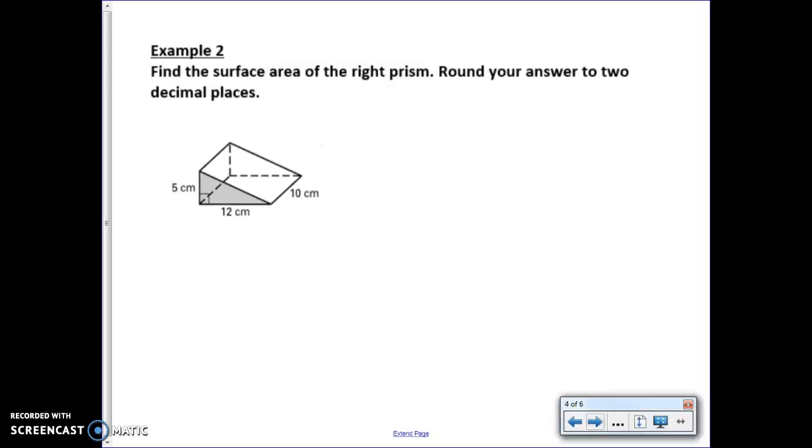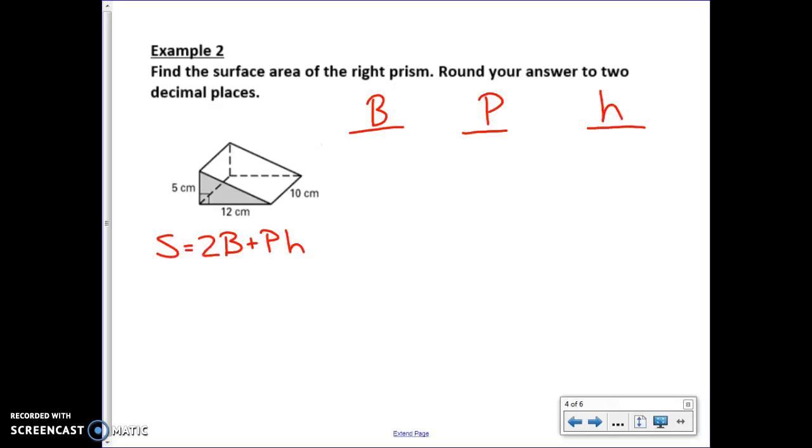Okay, so now find the surface area of the right prism here. In this case, we have a triangular prism. That means we have a triangular base. So if we have a triangular base, we need to do a little work to find the area of that base. So S equals 2B plus PH. I'm going to write down all of the pieces that I need. I need the base, I need the perimeter, and I need the height of the prism.